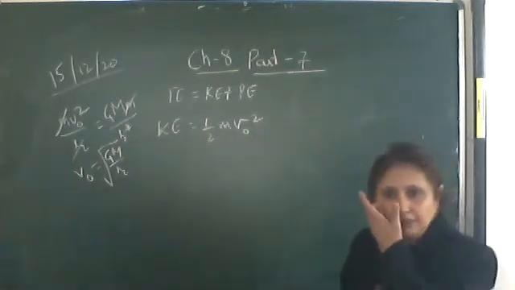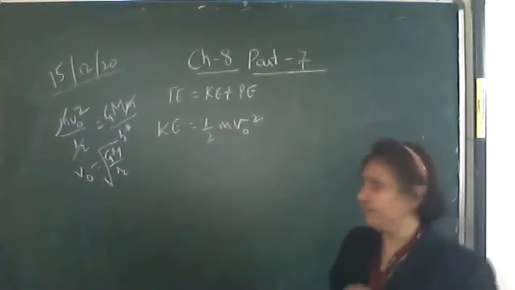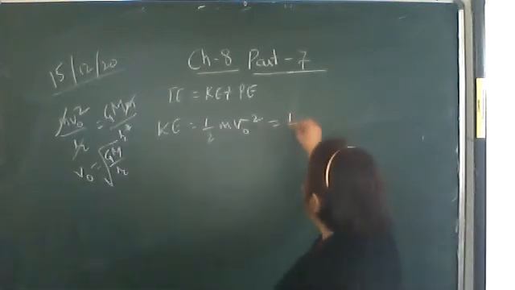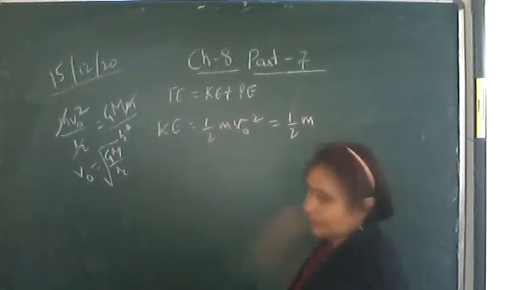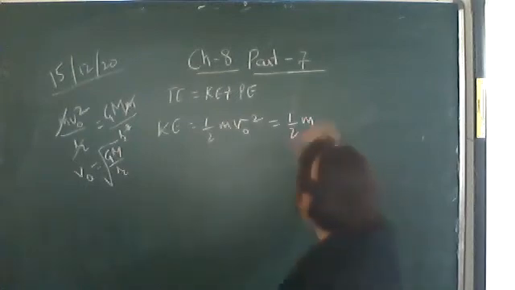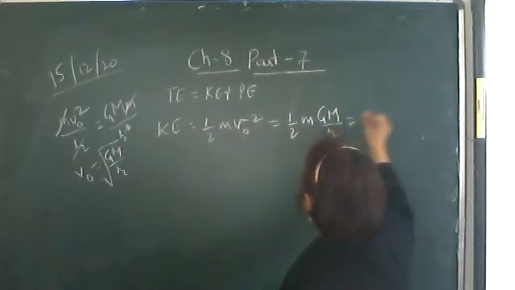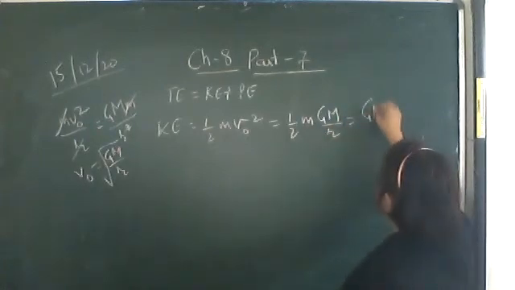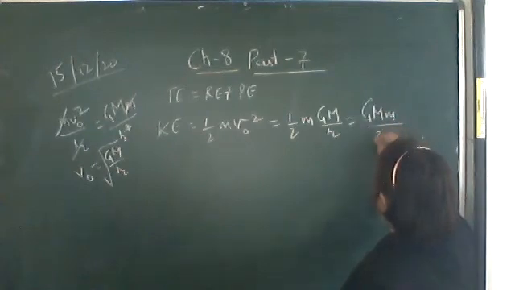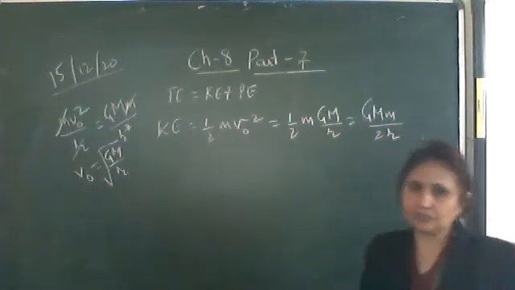Substituting it over here, kinetic energy is half m v square. Half the mass of the satellite, small m is the mass of the satellite, and the square of it, that is GM upon r. So this can be written as GMm upon 2r, which is the kinetic energy.